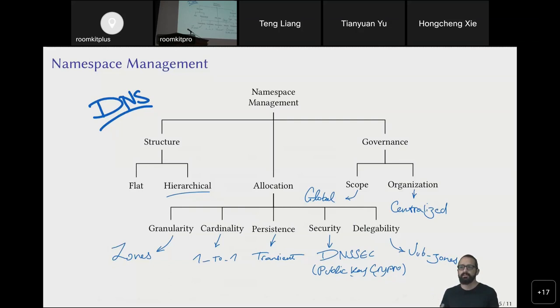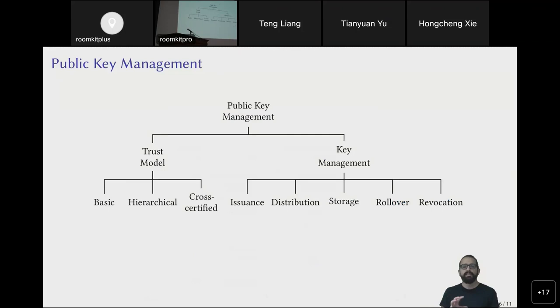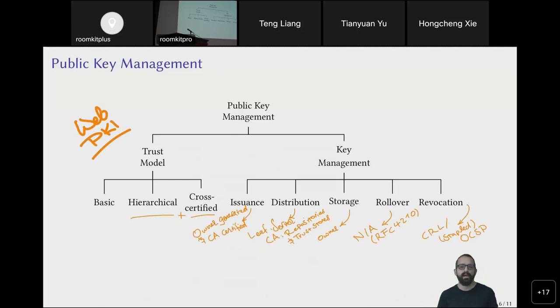For public key management, we take a look at two aspects: the trust model and the key management approaches. For WebPKI, we have a hierarchical trust model that also allows for cross-certification. The private keys are generated and stored by the owners and are only certified by certification authorities, the so-called CAs. The public keys, the leaf certificates, are distributed over web servers. The CA certificates are distributed using trust stores and specialized repositories. The rollover of keys for leaf certificates is instantaneous. You just swap the key on a web server.